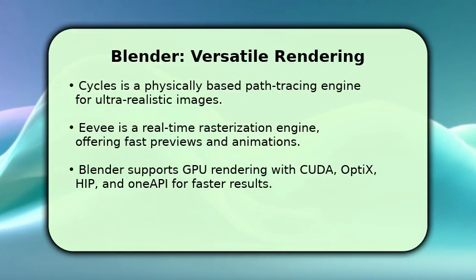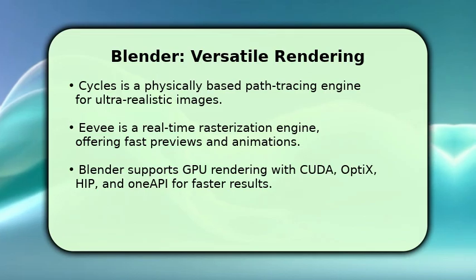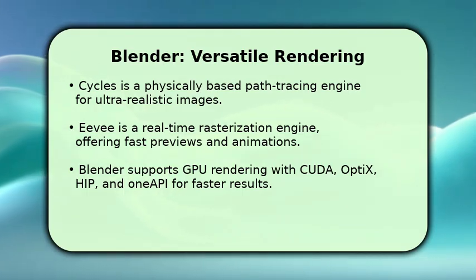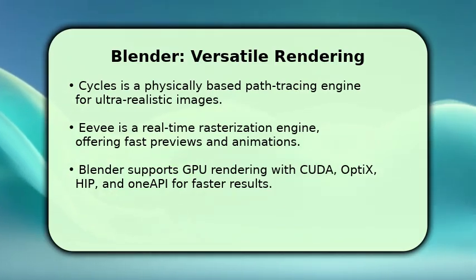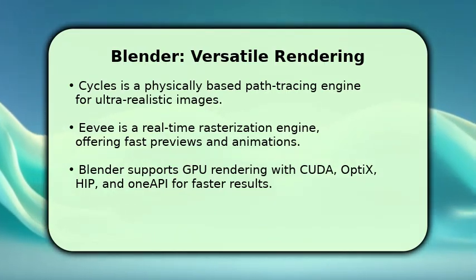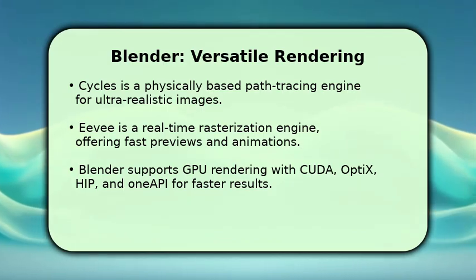Blender offers versatile rendering options through its two primary engines. Cycles is a powerful, unbiased path-tracing engine, renowned for producing stunning, ultra-realistic images by simulating light bounces accurately. Eevee, on the other hand, is a real-time rasterization engine, providing immediate visual feedback and fast renders, ideal for quick previews and stylized animations. Blender also supports GPU rendering with various technologies like CUDA and OptiX, significantly speeding up render times for complex scenes, giving artists precise control over their final output.